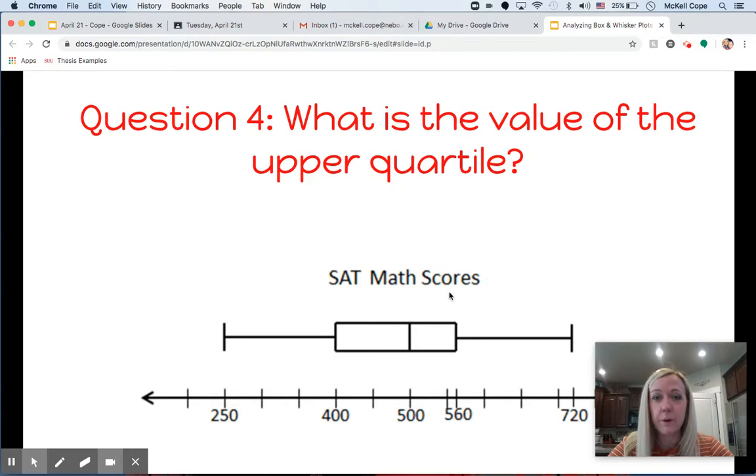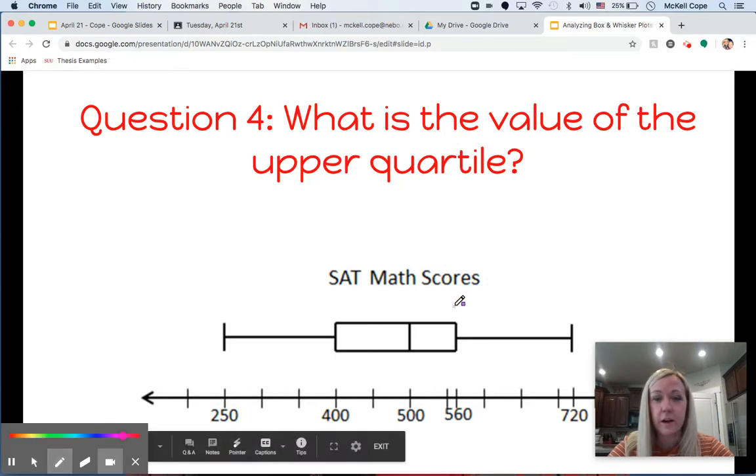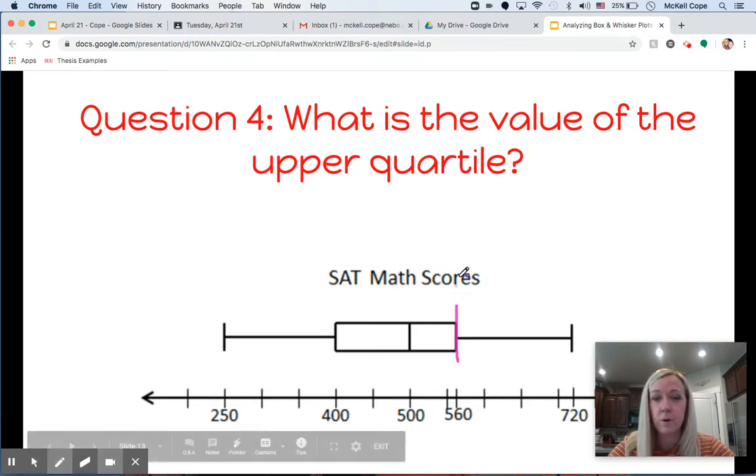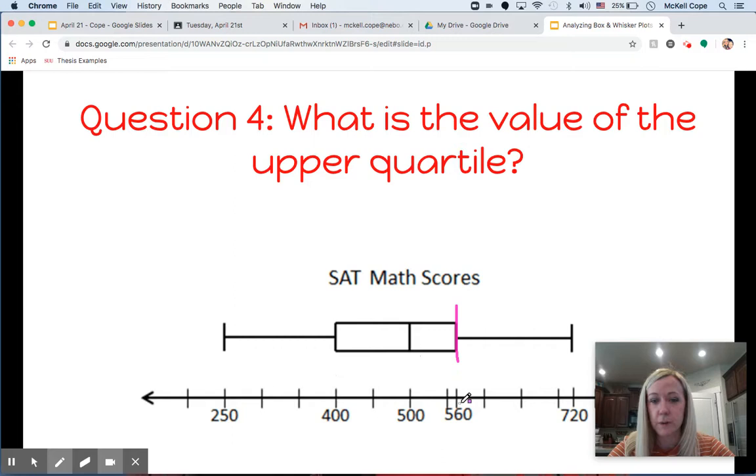Okay, so the upper quartile is going to be this guy right here. So this represents the upper quartile, or Q3. And remember, this is the lower quartile, or Q1. And so the upper quartile is going to be represented by 560. So the value of the upper quartile is 560.